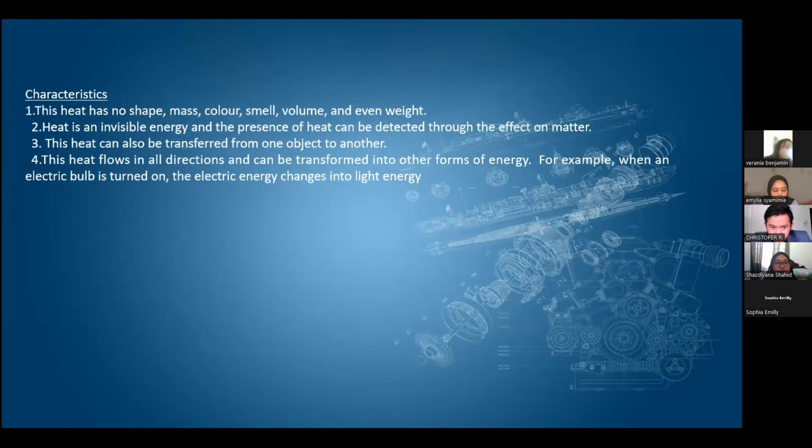The characteristic of heat is that it has no shape, mass, color, smell, volume, and even weight. Heat is invisible energy, and the presence of heat can be detected through its effect on matter. Heat can also be transferred from one object to another. Heat flows in all directions and can be transferred into other forms of energy. For example, when an electric bulb is turned on, the electric energy changes into light energy.